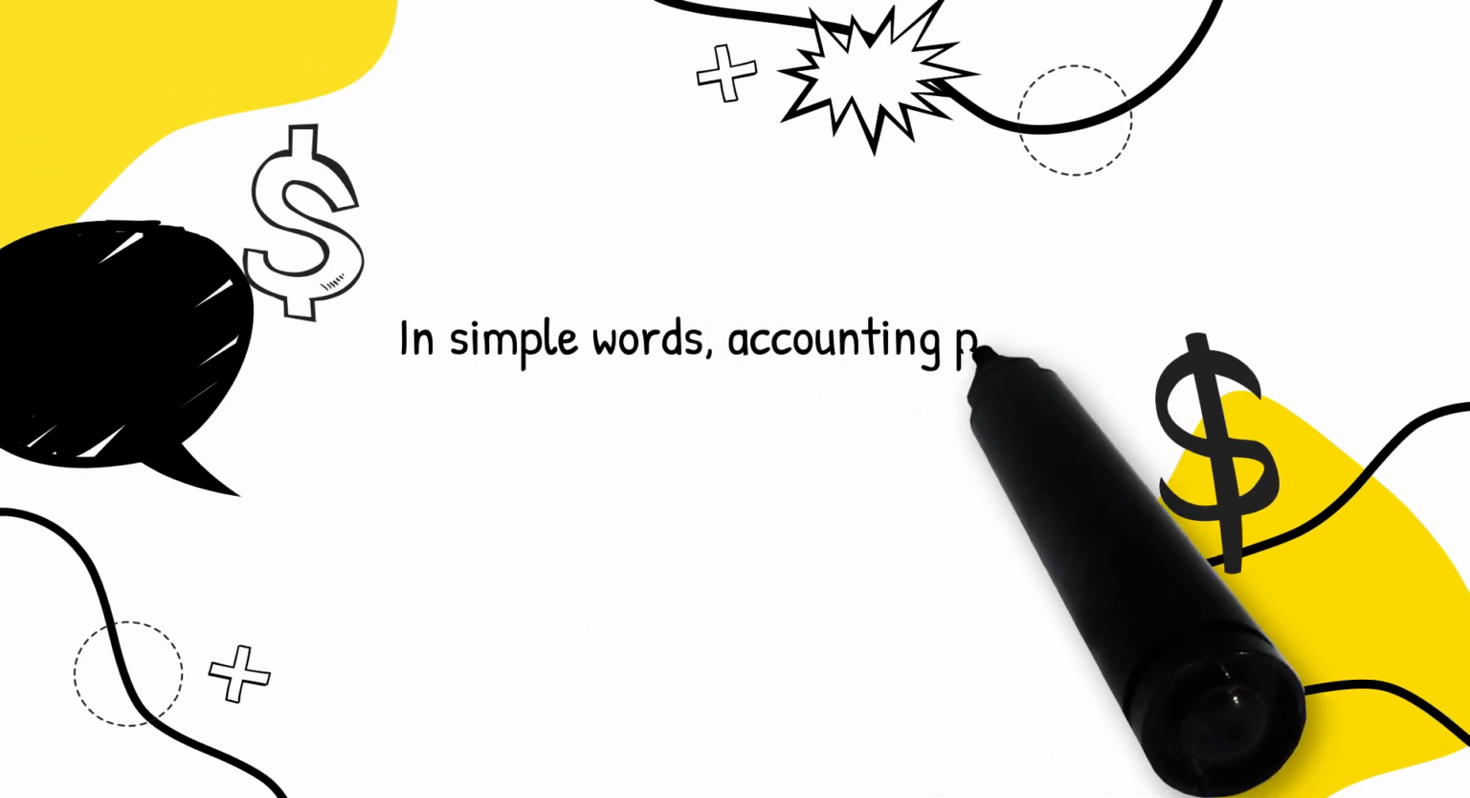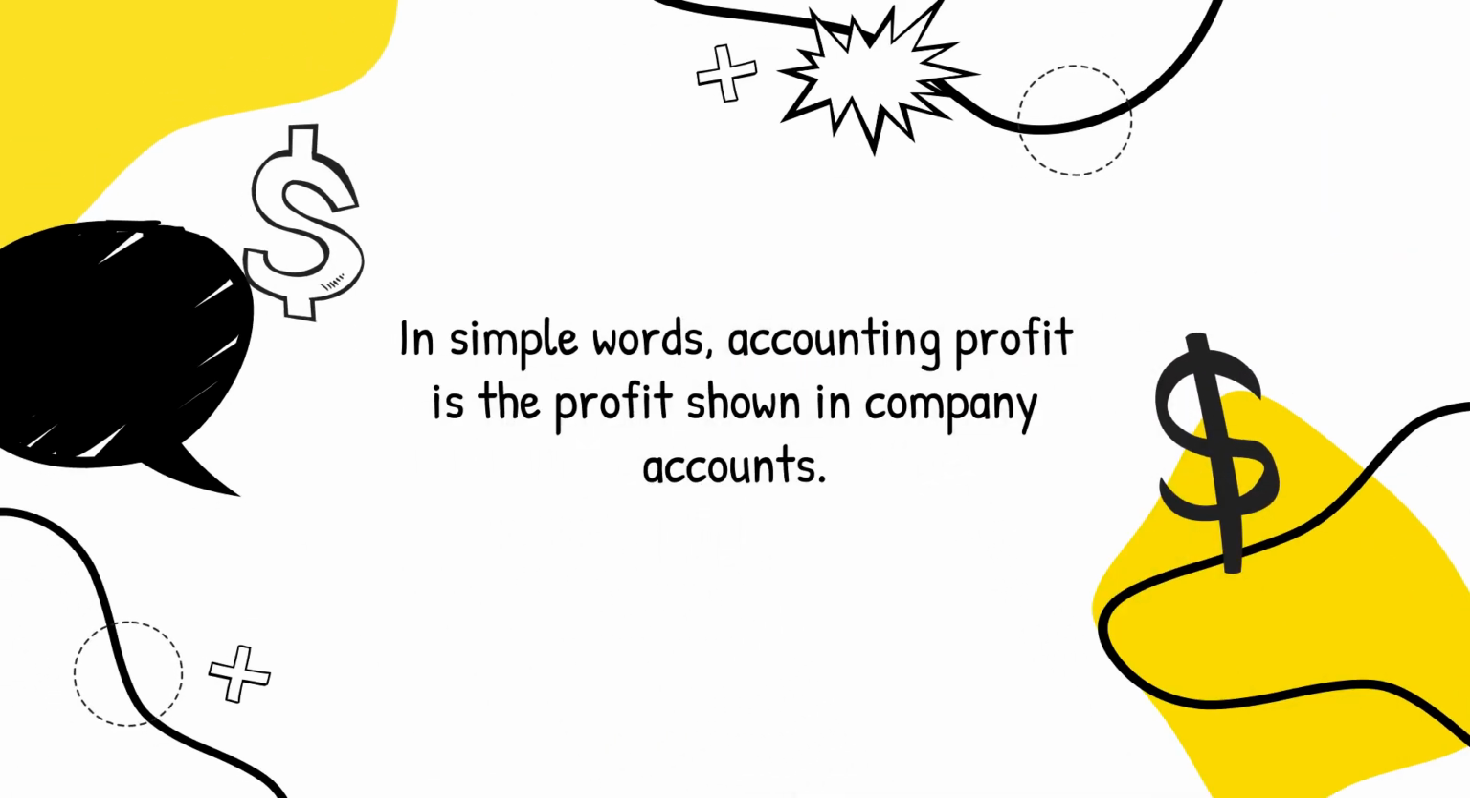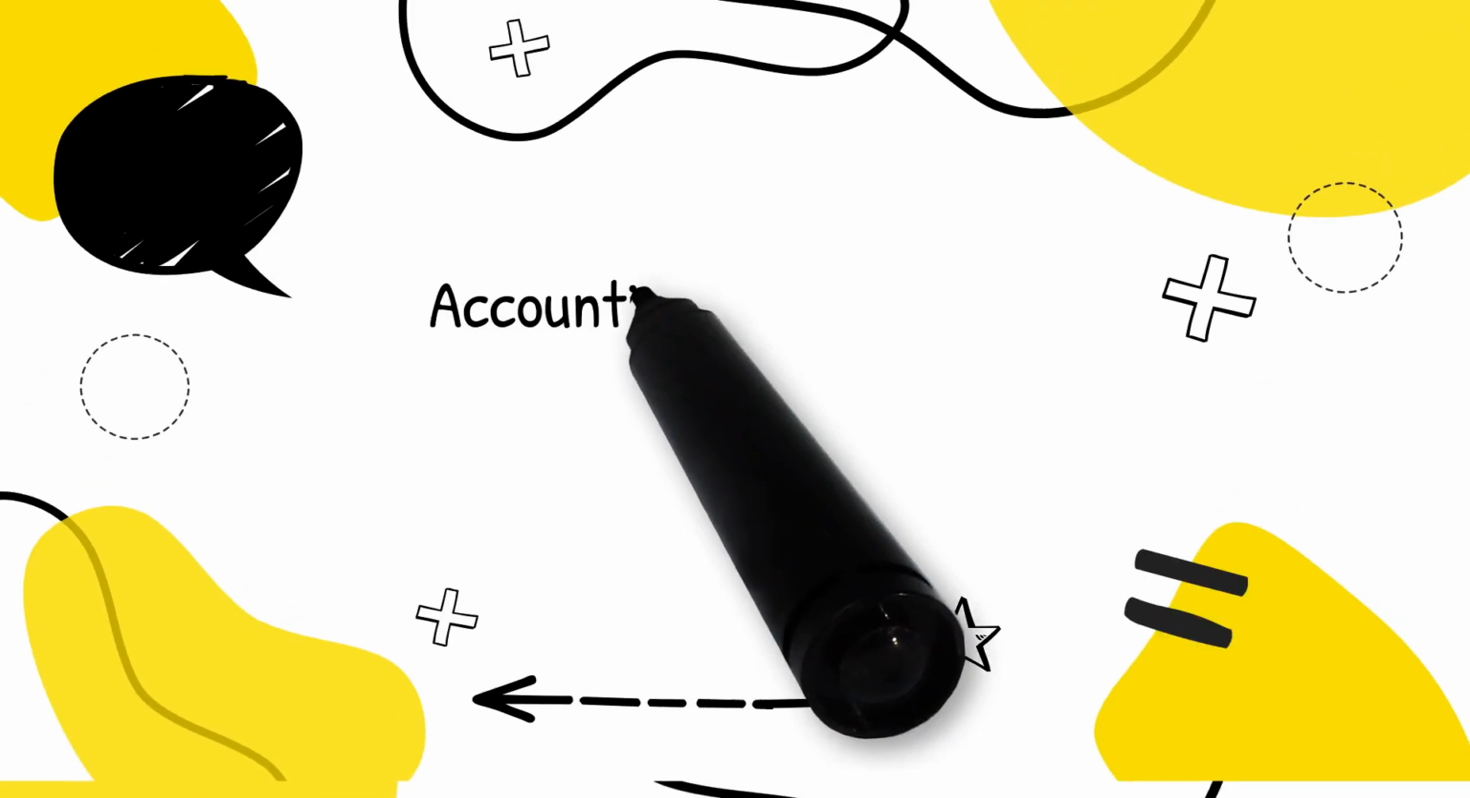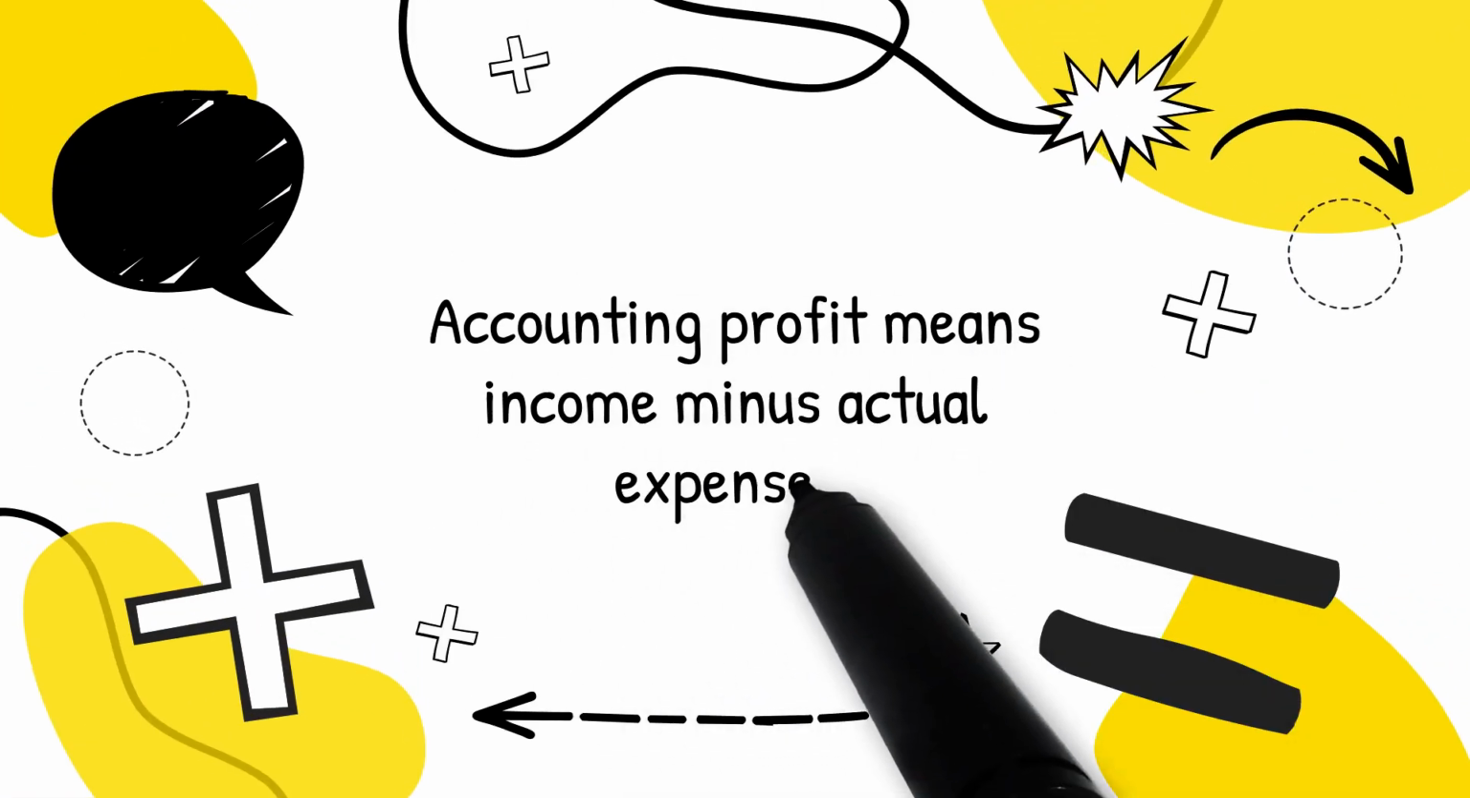In simple words, accounting profit is the profit shown in company accounts. Easy way to remember: accounting profit means income minus actual expenses.